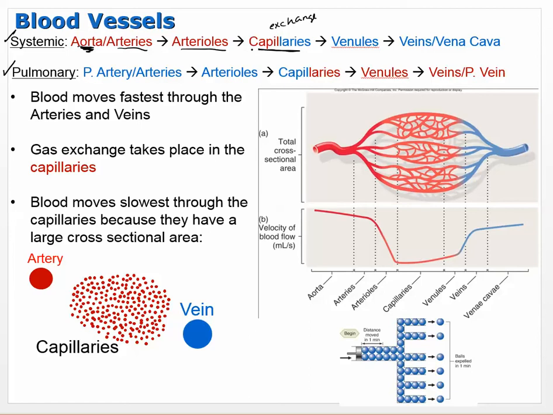So we can see here it goes from being oxygenated to deoxygenated because it gives up its oxygen. After it goes through the capillaries, the vessels expand and turn into venules, and then veins, and then in systemic circulation it goes to the vena cava.